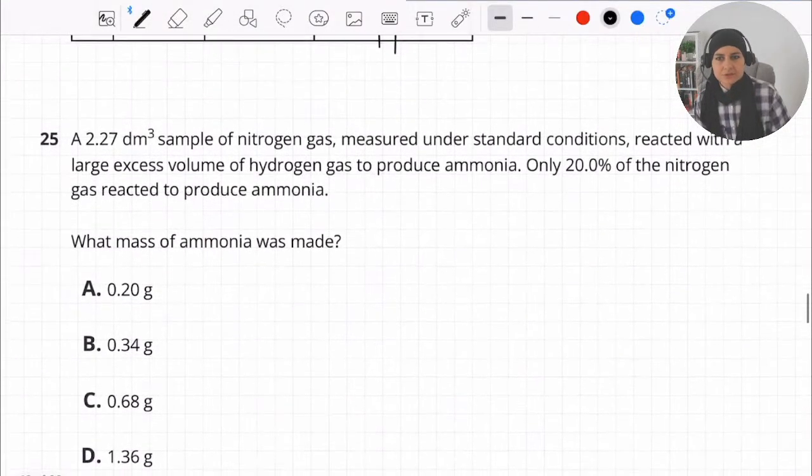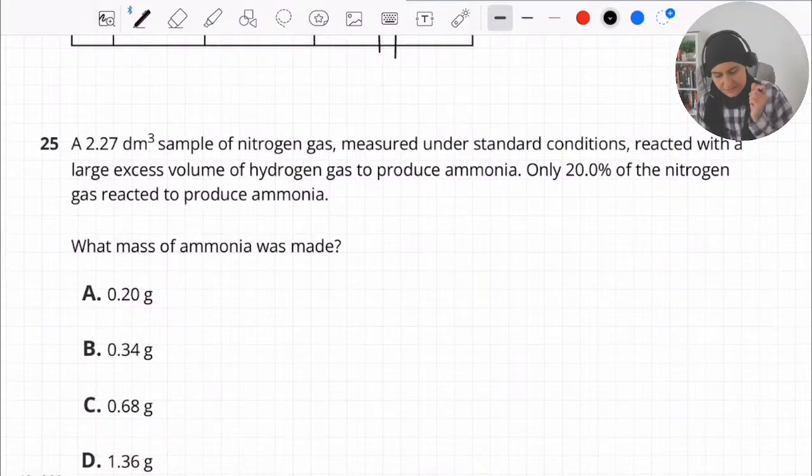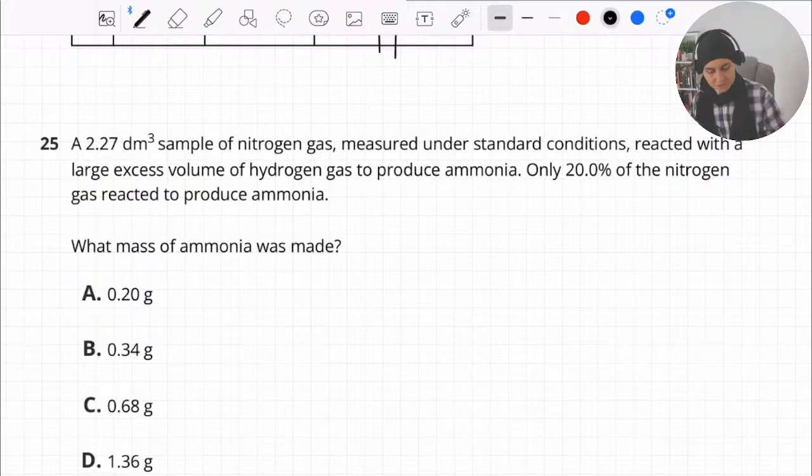Next question. A 2.27 cubic decimeter sample of nitrogen gas measured under standard conditions reacted with a large excess volume of hydrogen gas to produce ammonia. Only 20% of nitrogen gas reacted to produce ammonia. What mass of ammonia was made? We need an equation, yeah? Again, we need an equation because the reaction is happening, we need to know the ratios.